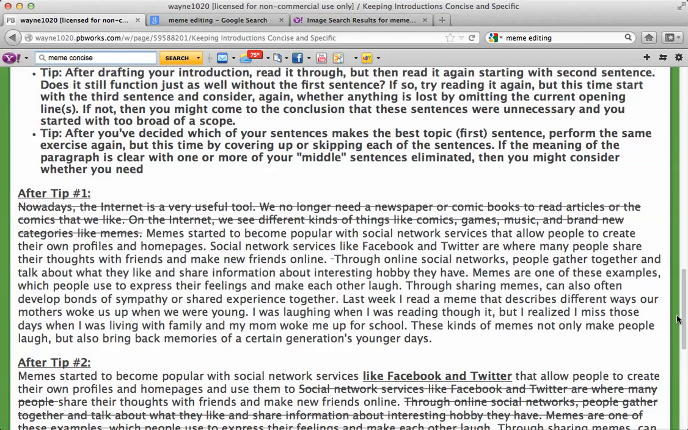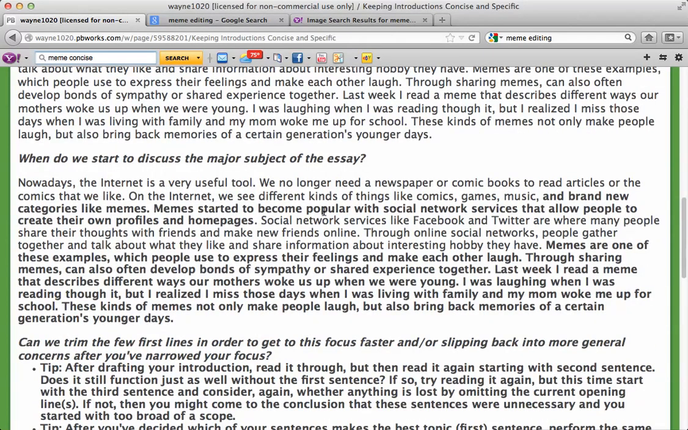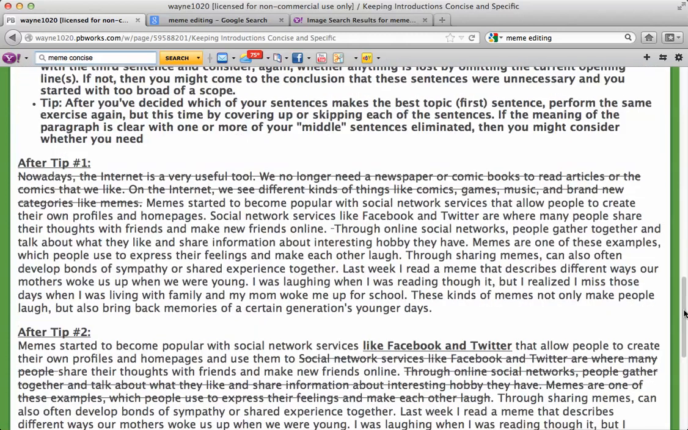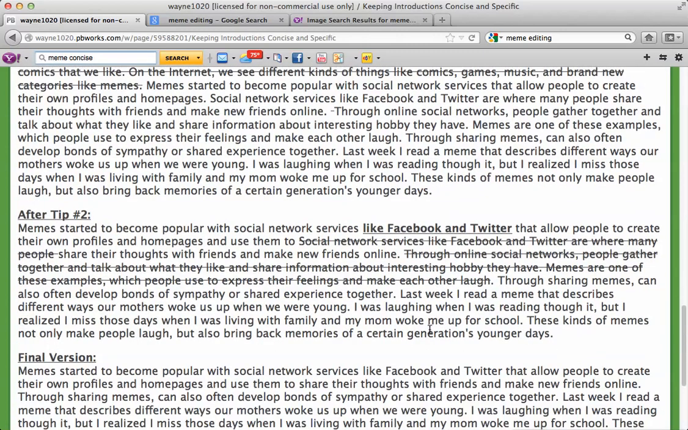So let's take another look back at the first thing we did here with bold. Now we do have these couple sentences here that we didn't put in bold because they don't seem to necessarily refer immediately back to memes. So those might be prime candidates to cut. So after tip number two, I thought, well, I can probably cut these two sentences in their entirety, and maybe by moving the reference to Facebook and Twitter into the first sentence, I could cut this part right here, and then I could combine the end of this sentence back to the first one.